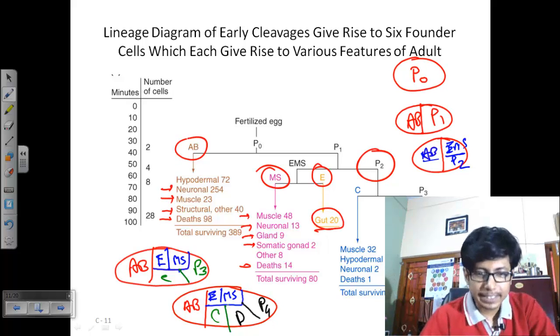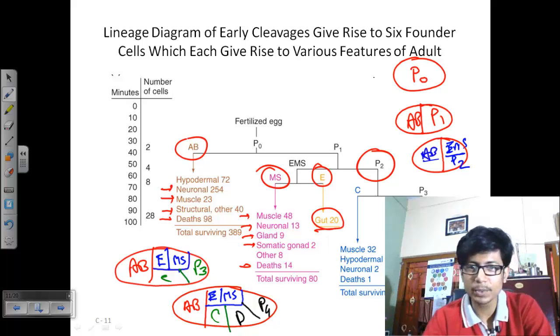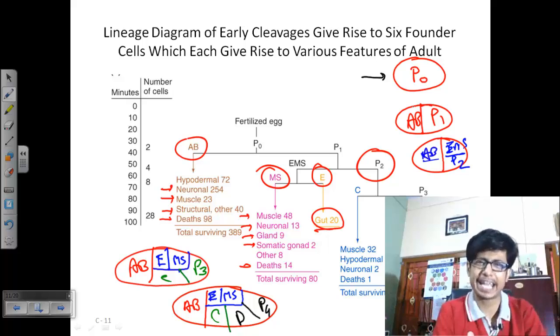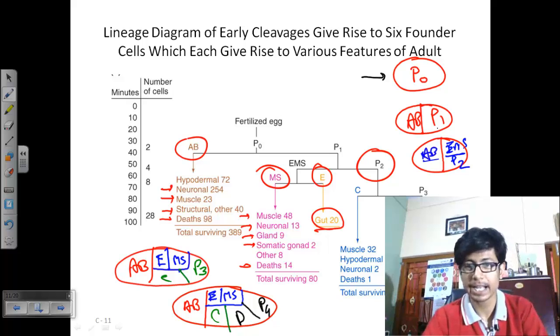P4. So see, finally this is the segmentation of the body. It begins with one cell only, that is P0. P0 divided into AB and P1. Then AB remains as AB. AB divides also, differentiated like AB-A, AB-P, whatever, but it remains like that. But P1 divided into EMS and P2.